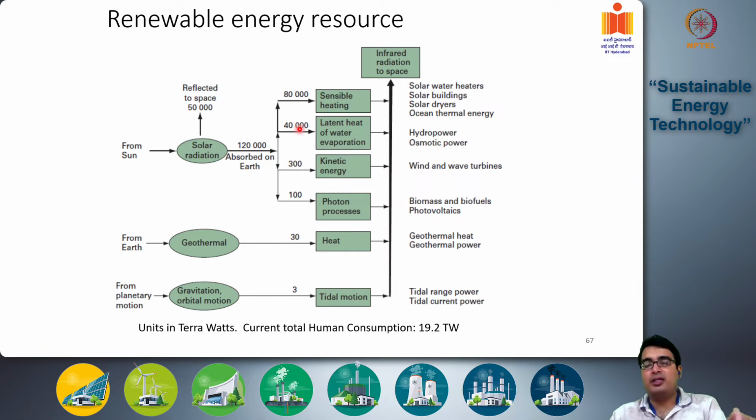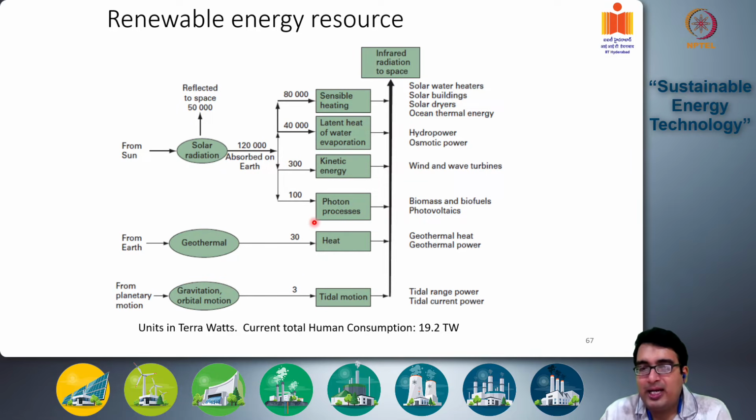So this 40,000 terawatts is directly related to the total hydropower that is available on earth today. Okay. The sensible heating part, basically you can use solar water heaters, solar buildings, solar dryers and ocean thermal energy. So all your solar heat systems are getting their energy from this system.